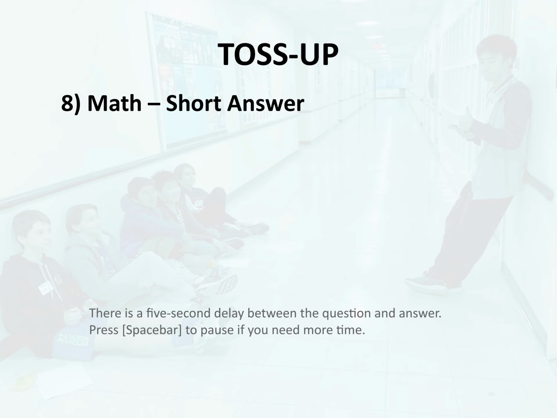Toss-up 8. Math, short answer. The endpoints of a diameter of a circle have coordinates (3, 4) and (-5, -2). What are the coordinates of the center of the circle?